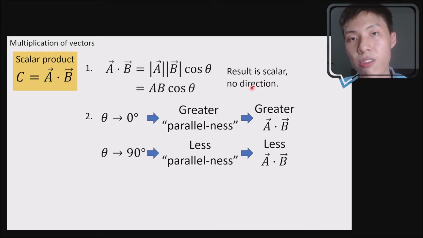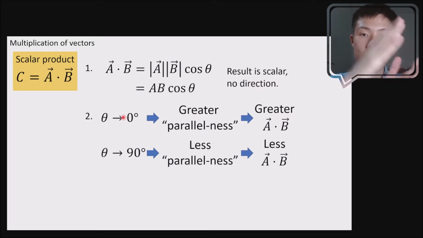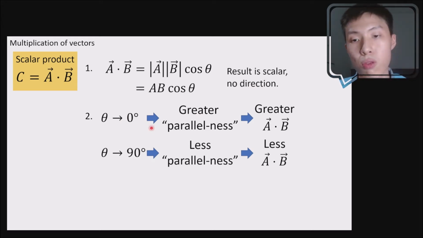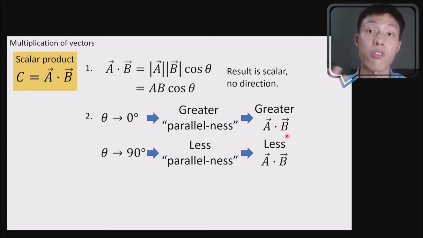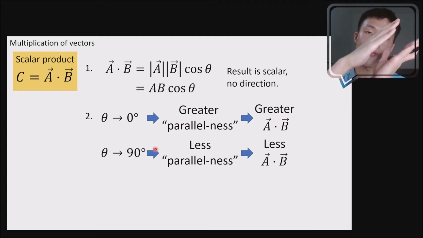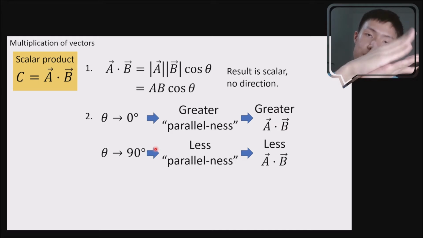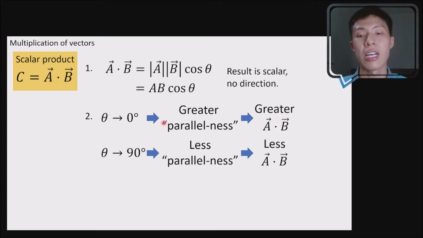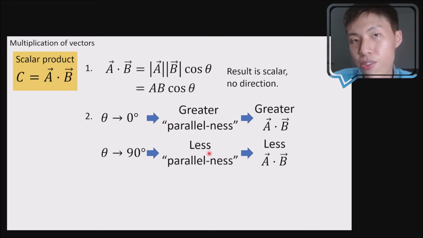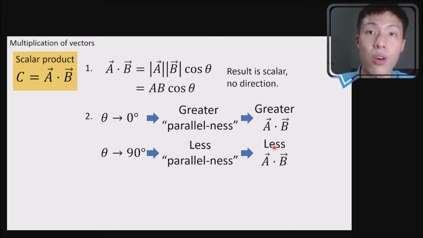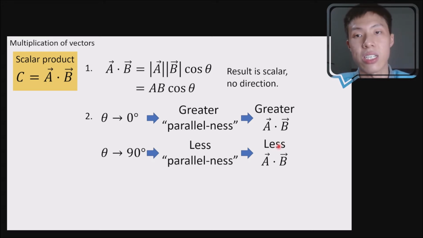The second thing that we have learned is if the angle between vector A and vector B is approaching 0, is near 0, then you have greater parallelness. You have greater parallelness, it will result in a greater result of A dot B. But if your angle between vector A and vector B is near 90 degrees, or it's more perpendicular, then you have less parallelness. So if you have less parallelness, then your result for A dot B will be less. So, come back to the idea of parallelness.